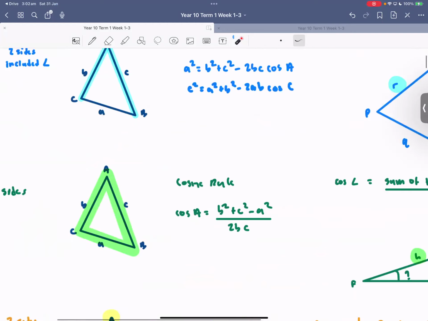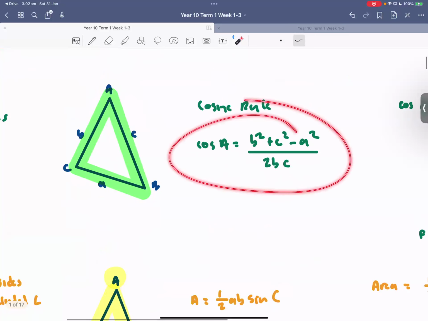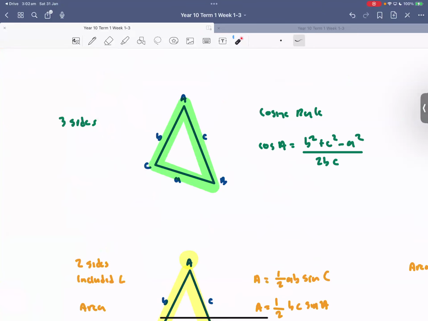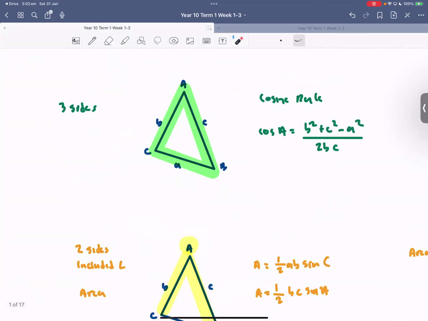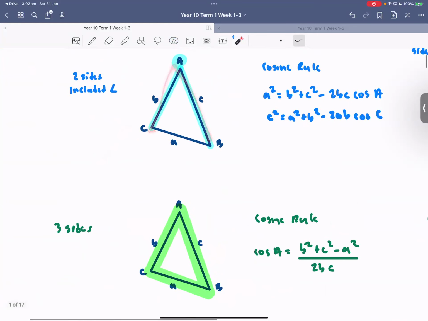Now, you know how we rearrange equations to change the subject of the equation? You can rearrange this equation so that it looks like this. It's the exact same equation, but it's been rearranged. So we actually use the cosine rule again, but when do we use it? If you have 3 sides. For the purpose of today, we're going to call this cosine rule version 1 and this cosine rule version 2. Version 1 is if you have 2 sides and the angle in between.